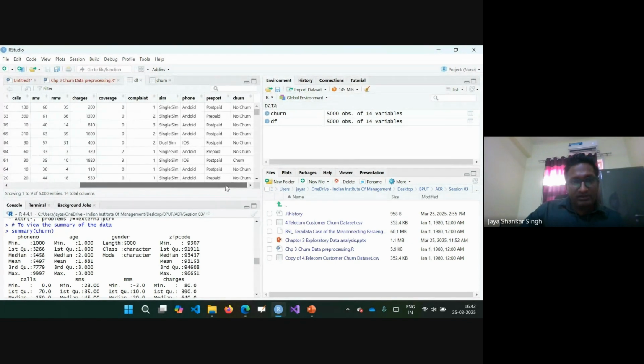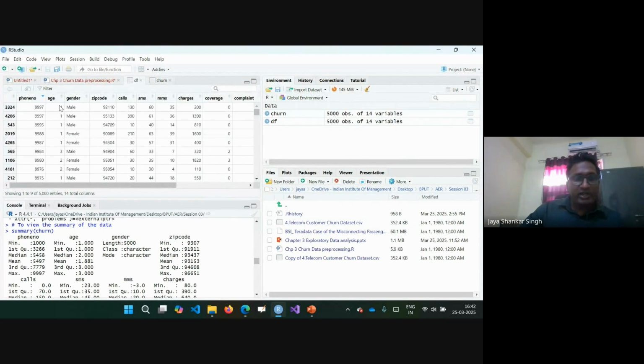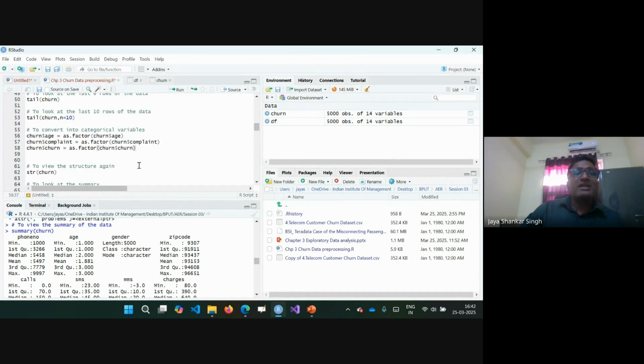Because these are not continuous. Complaints are 1, 2, 3. There does not exist anything between 1 and 2. Nobody can make 1.5 complaints. I cannot belong to an age of 1.2 or 2.3. These are discrete variables. So I have to make sure that R understands these variables are categorical, and these are the functions you will use to convert them so that R does not find the mean, median, mode of all these variables.